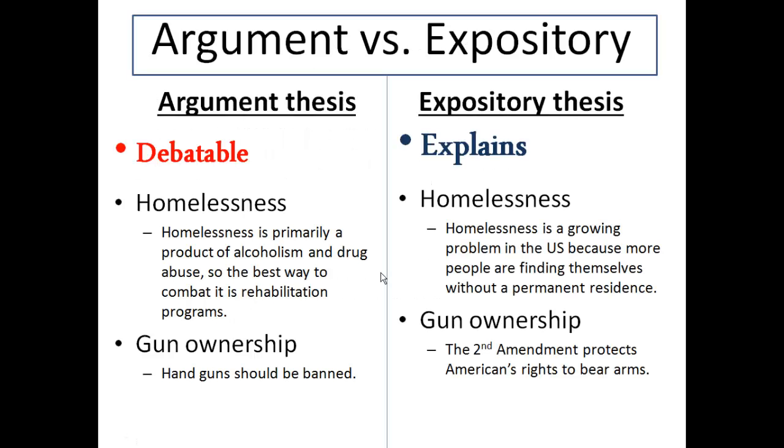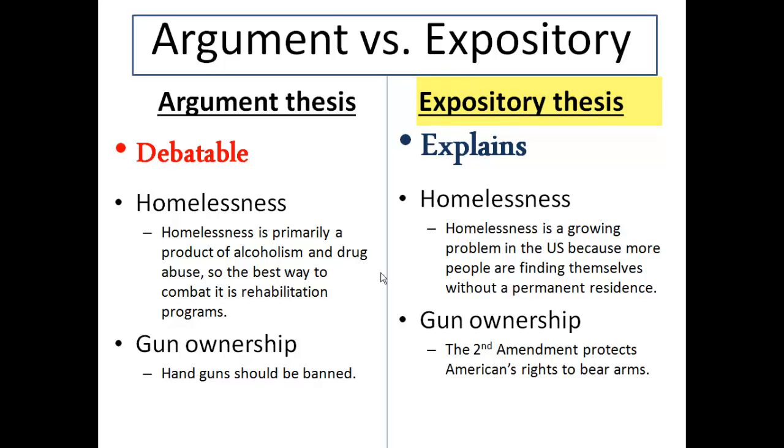When deciding a topic, make sure you know the difference between an argument topic and an expository topic, because both can be very similar. Your research paper needs to have an argument thesis. In other words, the topic must be debatable, at least 2 sides to the issue. An expository thesis would be a topic that explains an issue.